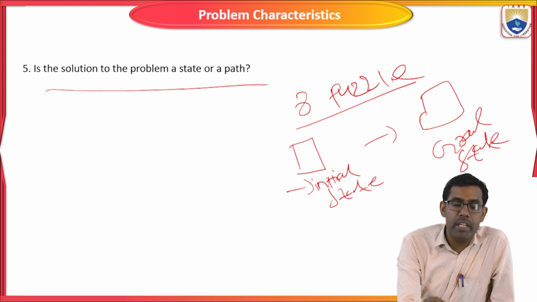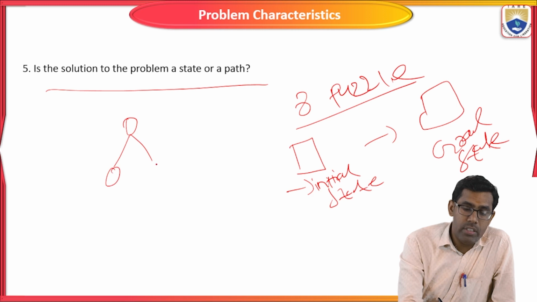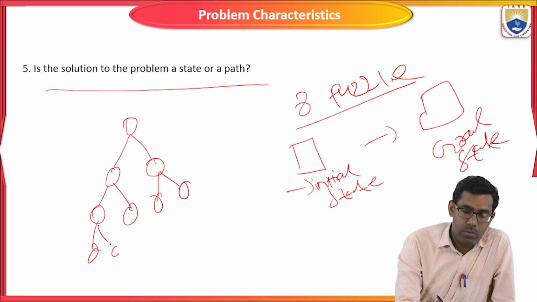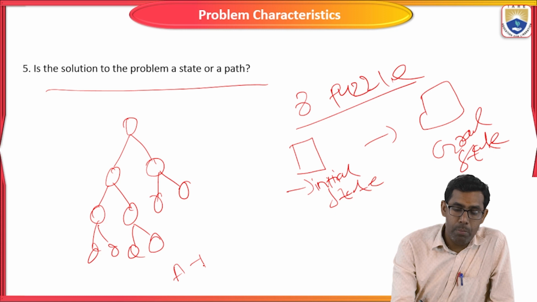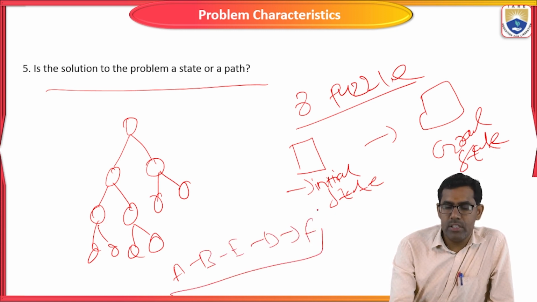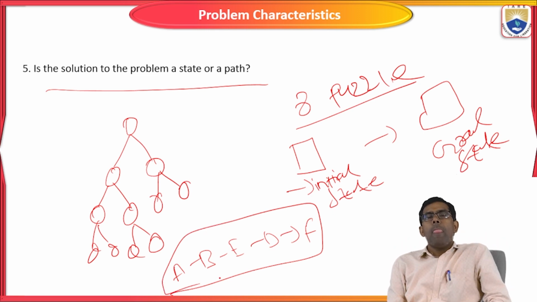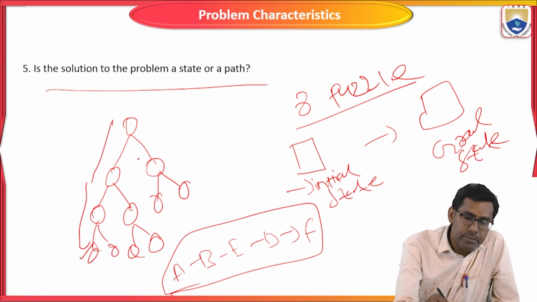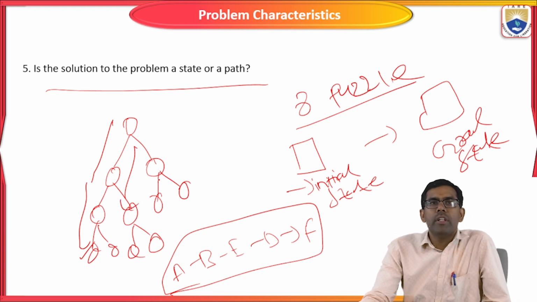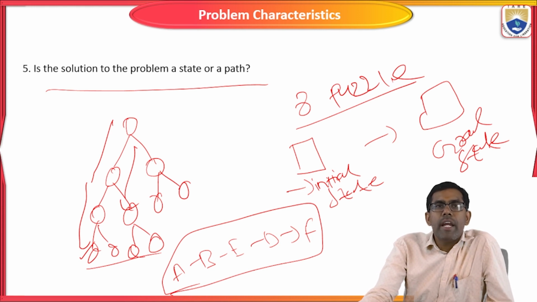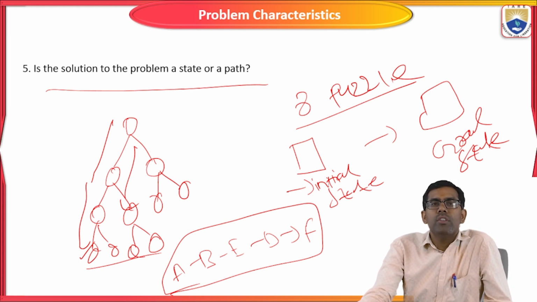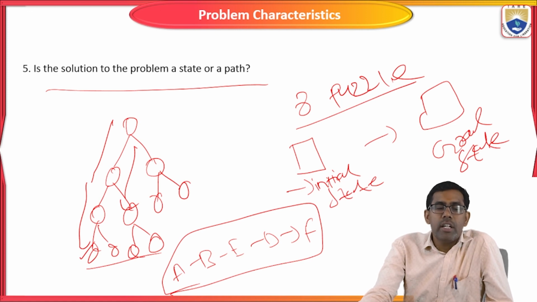Okay, here the path means we have some tree. So what is the path? A to B, B to E, B to D, D to F, like this. We are going to select the shortest path in this tree, to reach from the root node to the child node, the parent node to some child node. So what is the shortest path we are going to select to solve this problem? That is one way of a path.